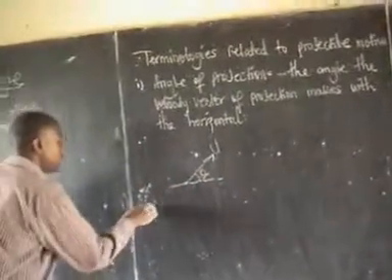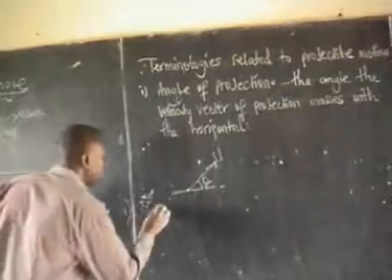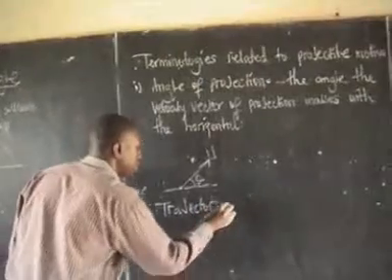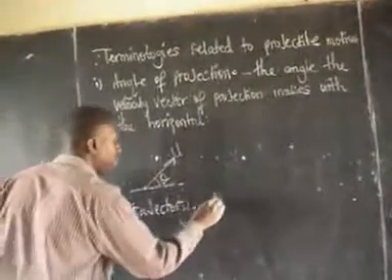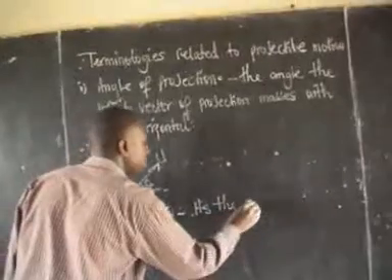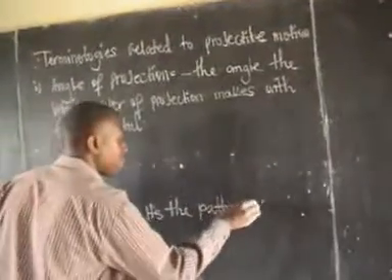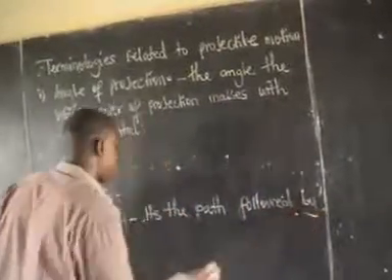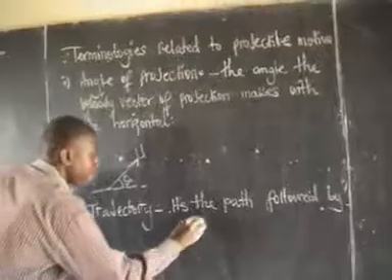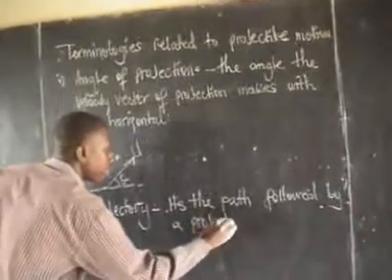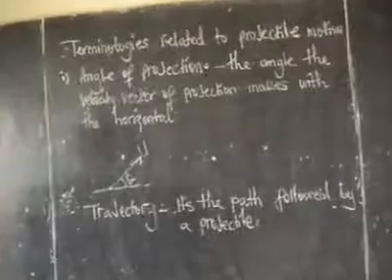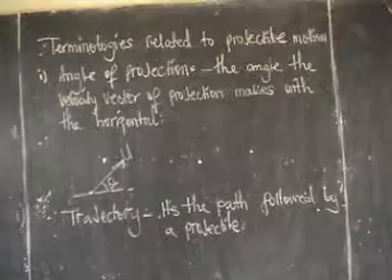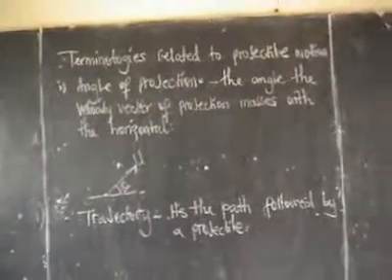Another important term which we shall look at is the trajectory. It's defined as the path followed or described by a projectile. So the path is parabolic, and we shall be calling this the trajectory.